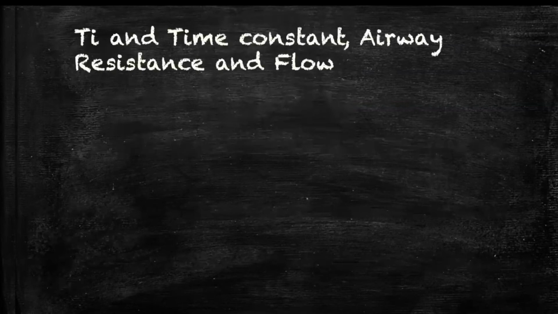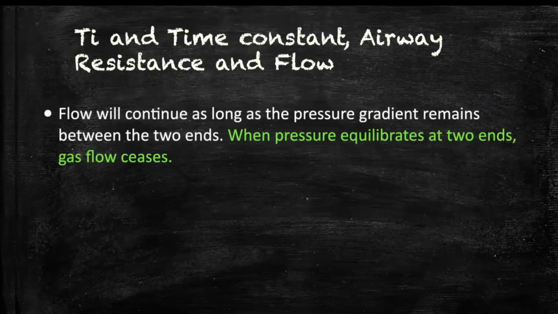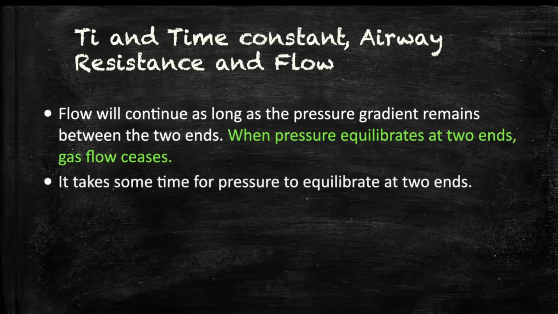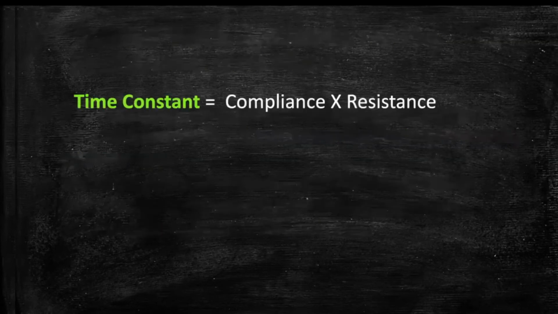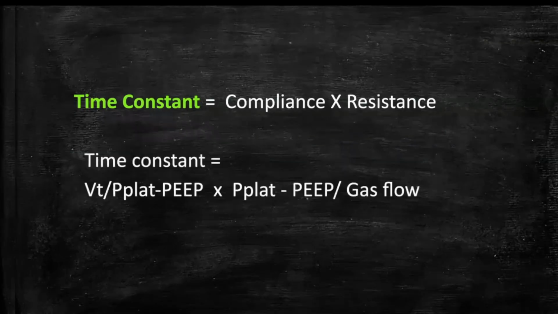So now coming to inspiratory time, time constant and airway resistance: flow will continue as long as the pressure gradient remains between the two ends. When the pressure equilibrates at the two ends, the gas flow will end. It takes some time for the pressure to equilibrate between the two ends, from the supply of the ventilator end to the alveoli. The time required for the pressure gradient to equilibrate depends on two variables, the compliance and the resistance. So the time constant, that is the time required to equilibrate for the gas from the source and the alveoli, depends on the compliance multiplied by resistance.